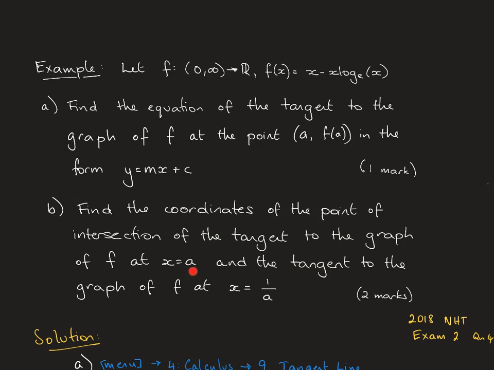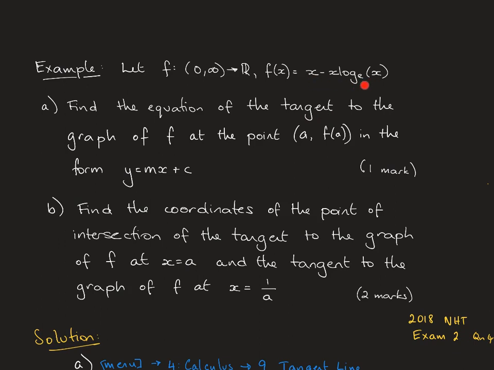So that's our answer to the first part. And the tangent to the graph of f at x equals 1/a. So this second one is the intersection of two tangents. Righto, so let's do this first one. We need to find the equation of the tangent. Now, it is Exam 2.